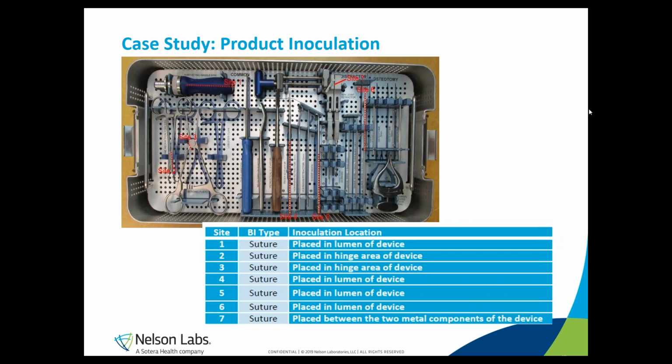Here you can see an example of how we would determine the worst case locations for air removal and steam penetration. So in this slide, you see a large tray filled with many devices. Well, for this tray, we have selected 7 sites distributed across the entire tray. These sites were inoculated with sutures. And why did we choose sutures? Well, these are ideal to introduce in very small lumens.